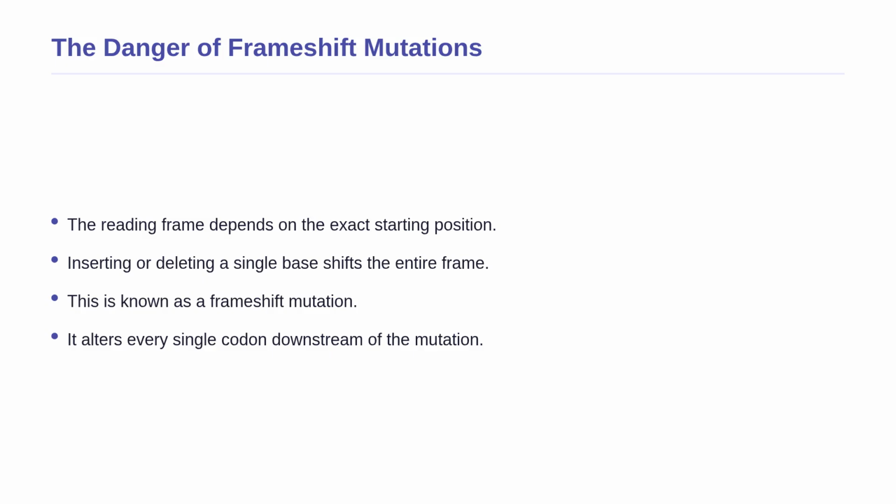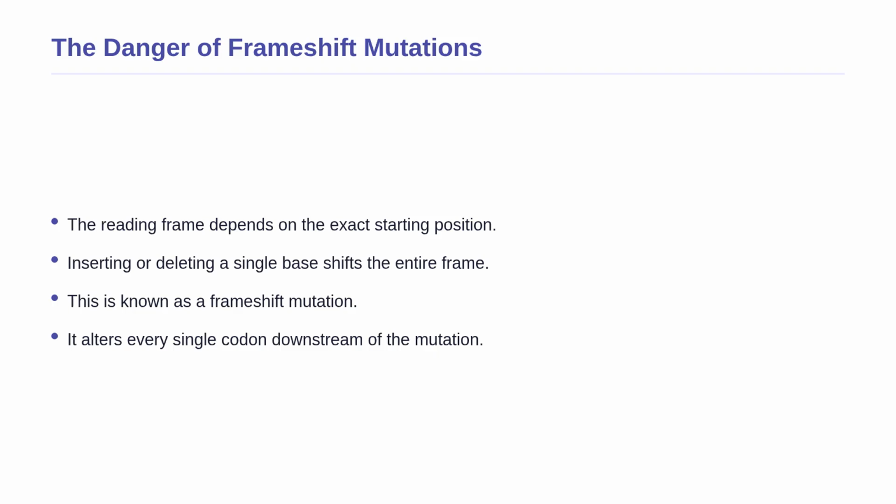Seeing how precisely the codons align in our diagram brings us to a critical vulnerability in the system. Because the genetic code is read in continuous, non-overlapping triplets, the exact starting position is absolutely crucial. This grouping is called the reading frame.